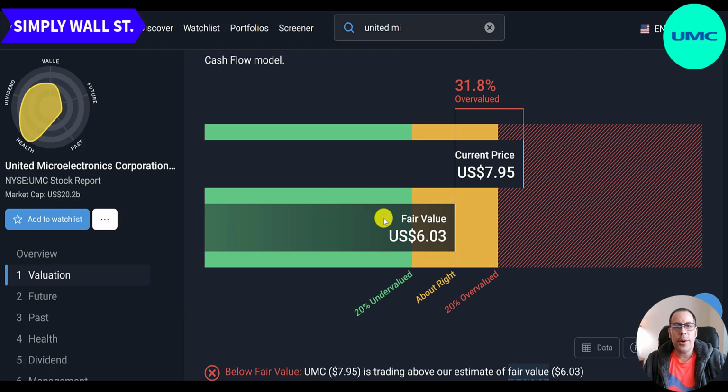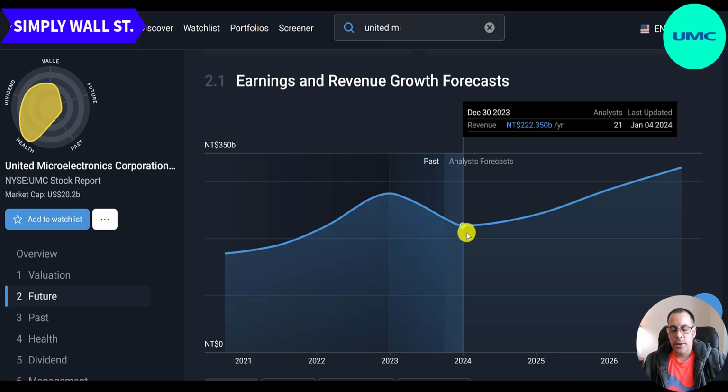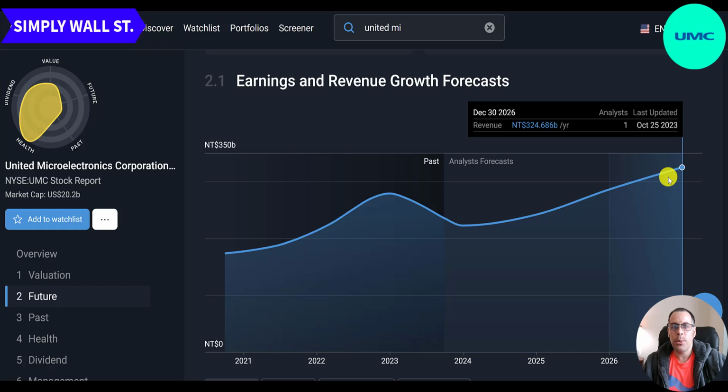Simply Wall Street's valuation is $6. They say the stock is 32% overvalued. You can see their revenue is projected to grow a lot the next few years, up to 325 billion New Taiwan dollars. And that's equivalent to 10.5 billion US dollars.